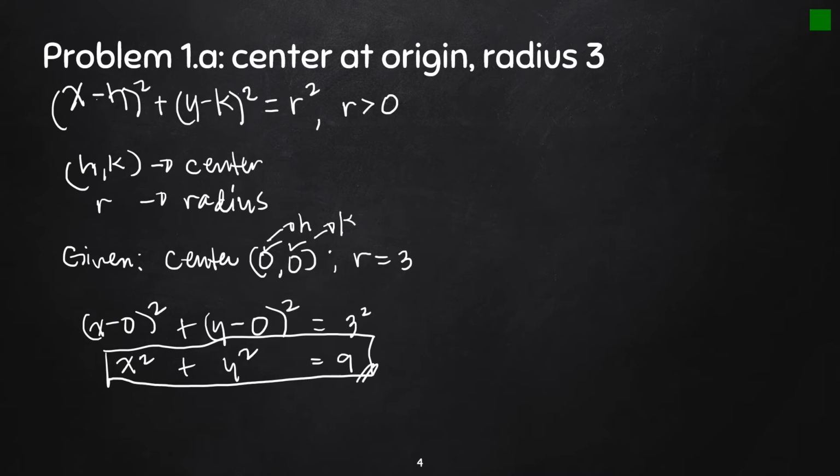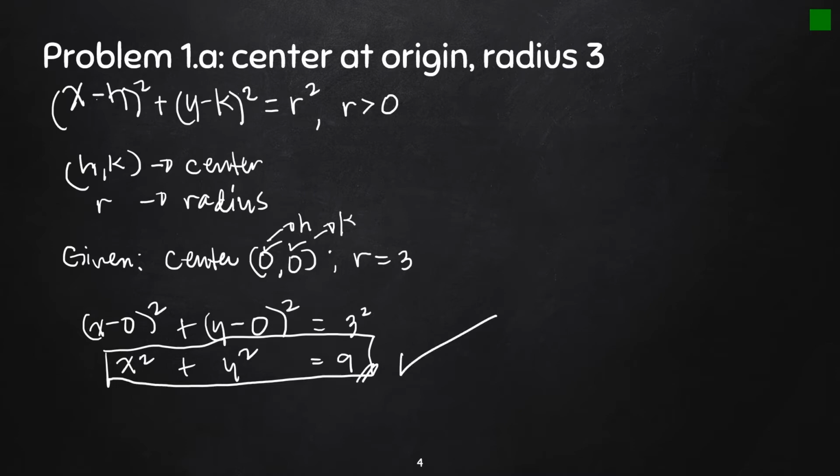As you can see, if your center is at (0, 0), then you can just write the left side of the equation as x squared plus y squared, because you don't have anything to deduct from the x and the y in both binomials that are squared. Then you square the given radius, which is 3, and that's equal to 9. So there you have it. We already have an answer.